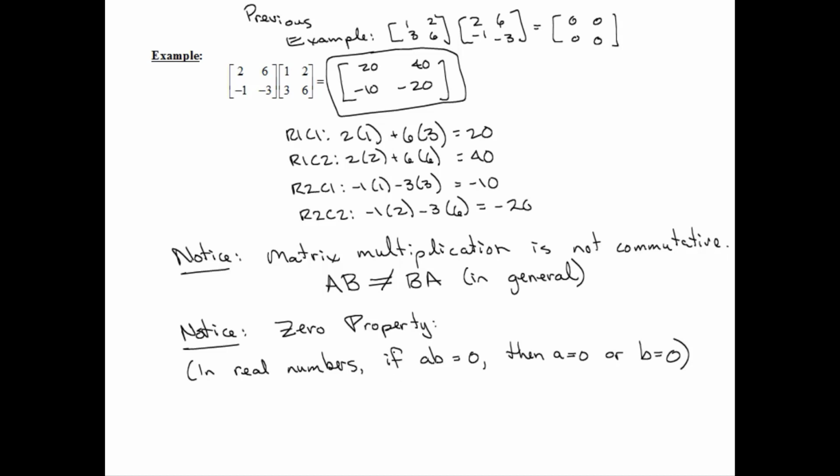In this previous example, notice right here, we have these two matrices. We multiplied them together. We got the zero matrix, even though neither of the original matrices was 0. So it's an important observation to make.